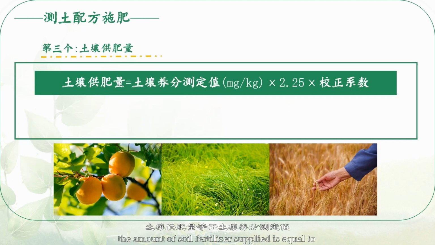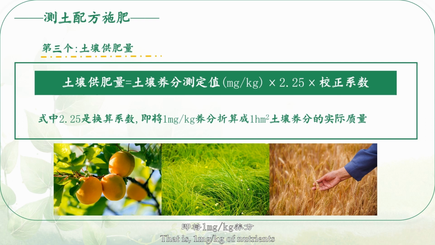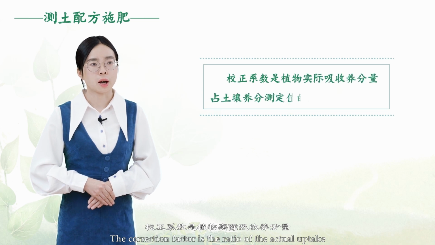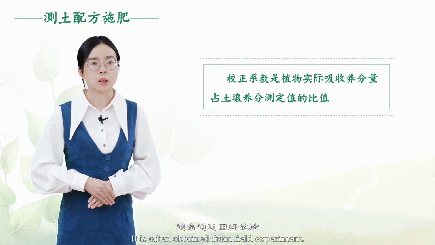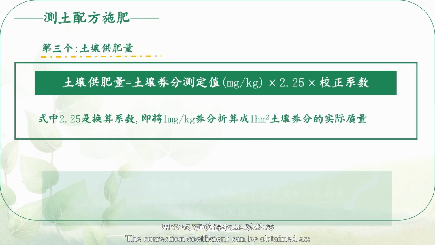Therefore, the amount of soil fertilizer supplied is equal to the soil nutrient determination value, multiplied by 2.5, multiplied by the correction factor value. 2.5 in the formula is the conversion factor. That is, 1 milligram per kilogram of nutrients is converted into the actual mass of 1 hectare of soil nutrients. The correction factor is the ratio of the actual uptake and nutrient content of plants to the measured soil nutrient value. It is often obtained from field experiment. The correction coefficient can be obtained as follows.